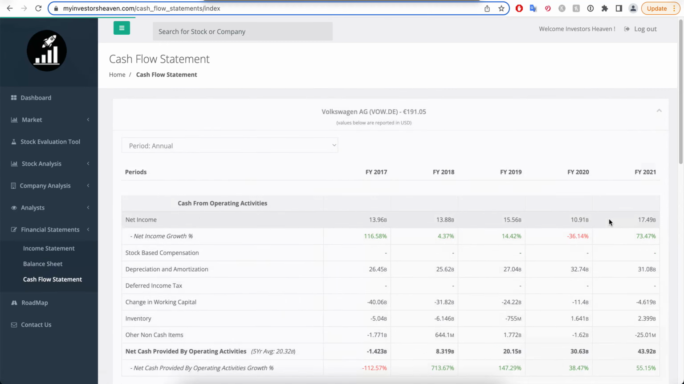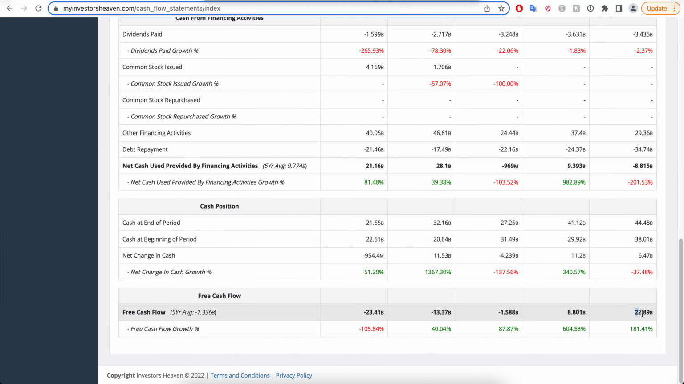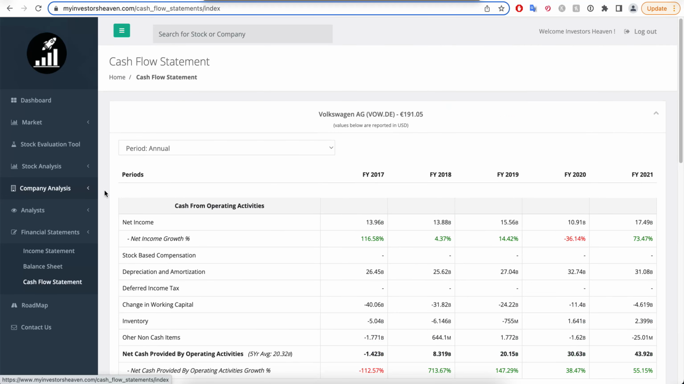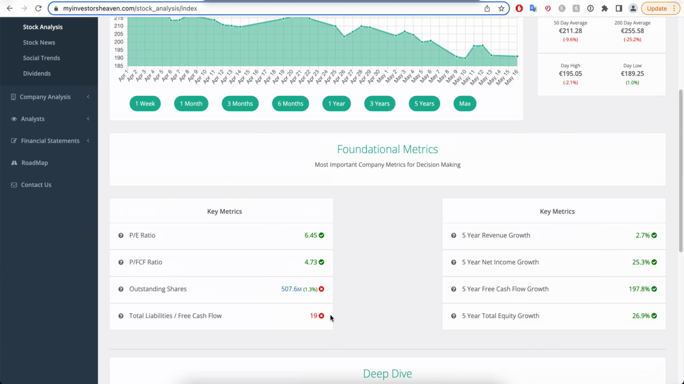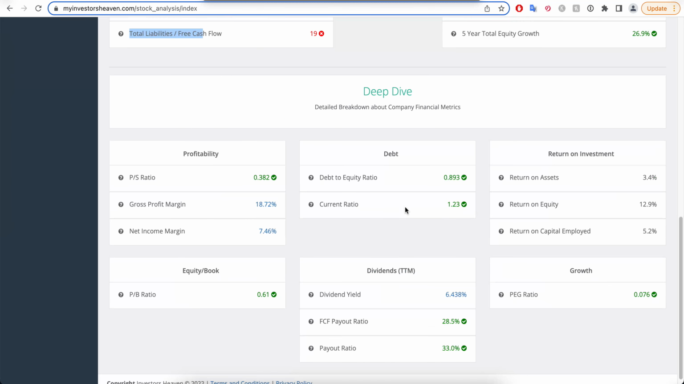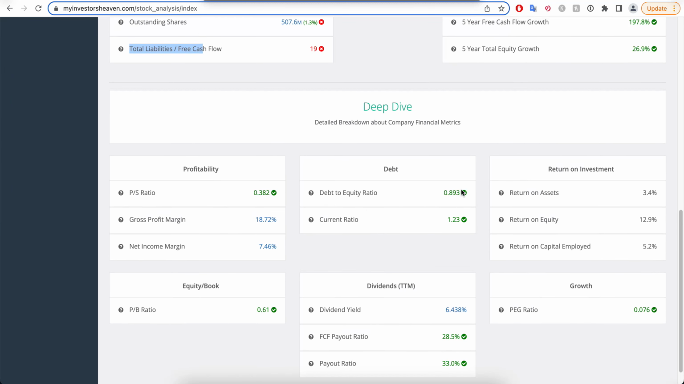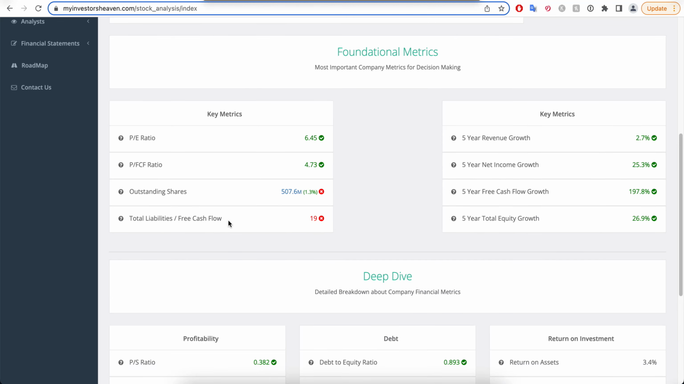Remember, if we go back to the cash flow statement, the company just made 23 billion last year. And this is what the tool tells us here, that we would need about, let me find it here, about 19 years of the free cash flow of the company from last year in order to pay back all the total liabilities that the company had. And they do have a lot of equity, and this is why this value is low here and it's still a green. But you have to bear in mind that their free cash flow is almost nothing compared to the total liabilities that they have.